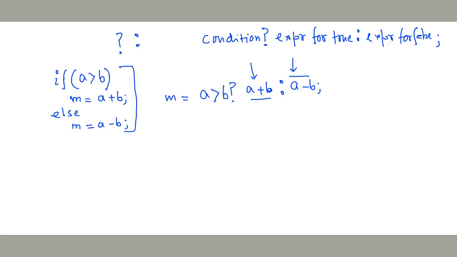So the execution style is this. First of all, this particular condition is evaluated, and if this is true, whatever we have written here is going to be evaluated. Otherwise, if the condition is false, whatever we have written here as expression is going to be evaluated. Now the conditional operator can be nested as well.